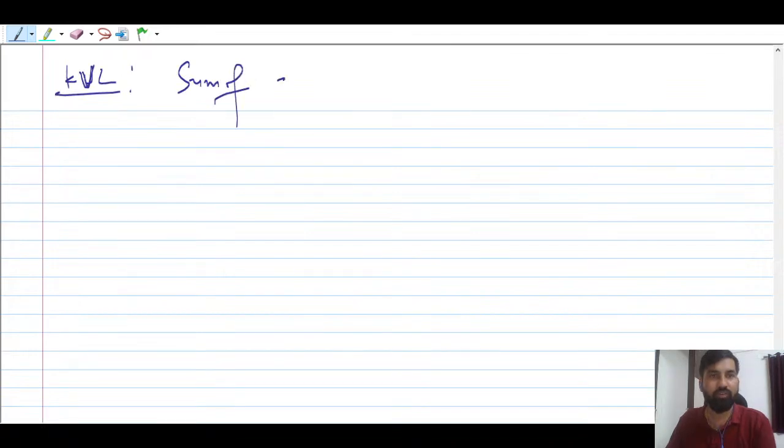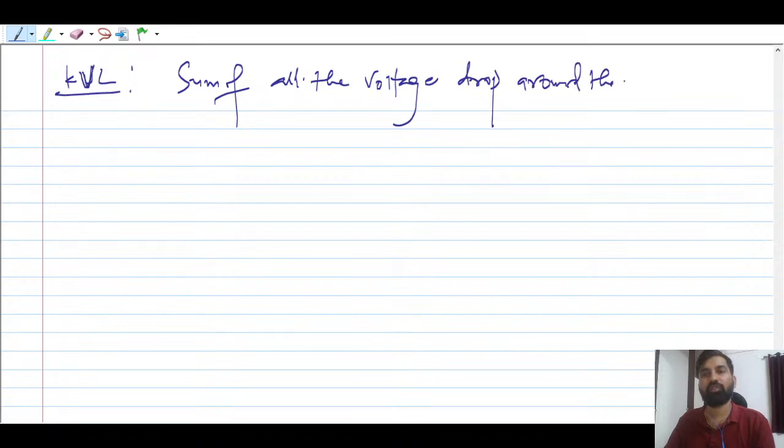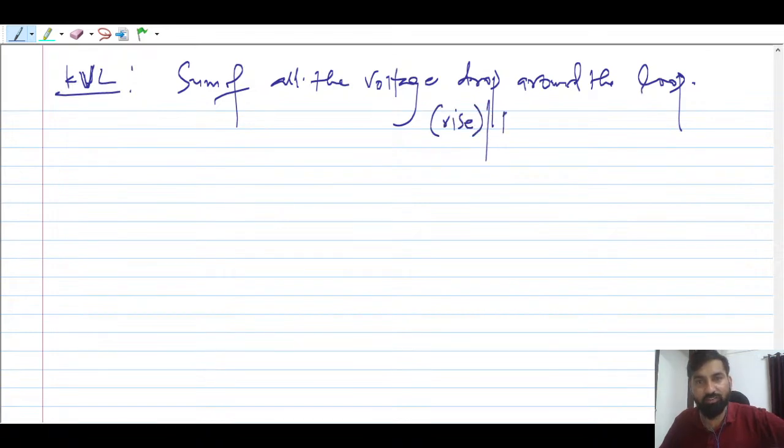Let's move ahead. Okay. So what is this? You can say that, what is KVL? KVL is nothing but sum of all the voltage drop around the loop. Okay. Around the loop. Okay. Along with the what? Along with, you have to keep in mind that voltage drop can be rise or you can say fall. Rise or fall, you can say, right?